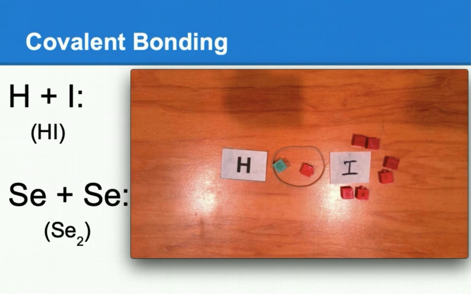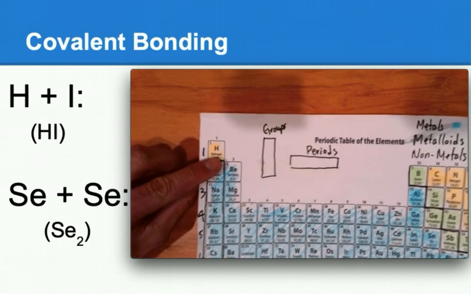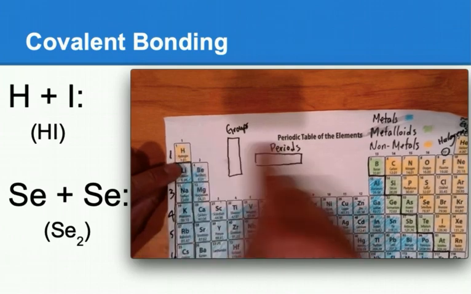Now, some of you guys might be saying, wait a minute, hydrogen only has 2 valence electrons. Doesn't it need to have 8? The answer is no. Remember, hydrogen is one of those special ones, right? Since hydrogen is over here, it's in the very first period.